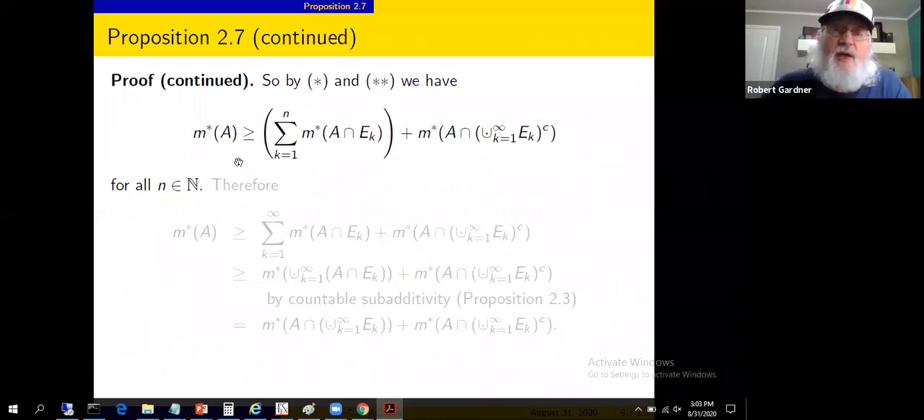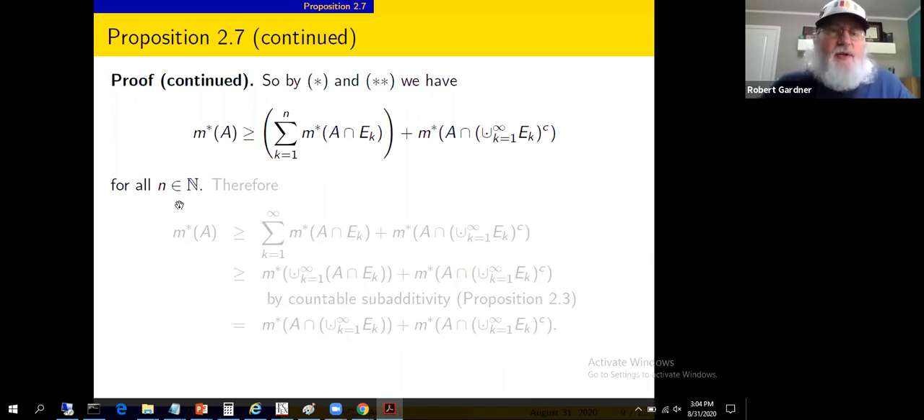Oops, outer measure of A is greater than or equal to the sum, this thing plus that thing. I like this because it's the infinite union, and we're looking for things related to the infinite union. That's a lot of symbols, but that's just some number or the infinity symbol. And this is a sum of a finite number of numbers, or possibly infinity symbols. But the sum depends on how big n is. This holds no matter what n is.